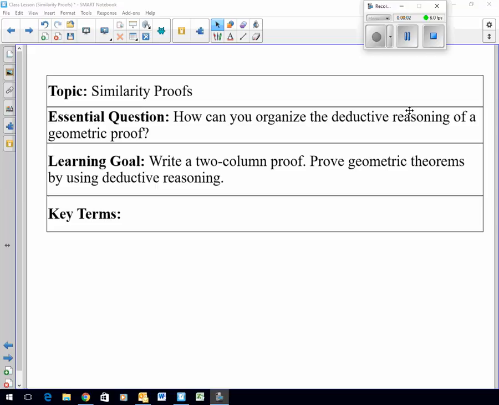Column proofs. Guys, today's gonna be a fun one, okay? Similarity proofs. How can you organize the deductive reasoning of a geometric proof? Write a two-column proof. Prove geometric theorems by using deductive reasoning.